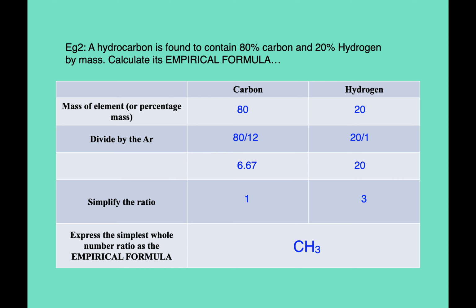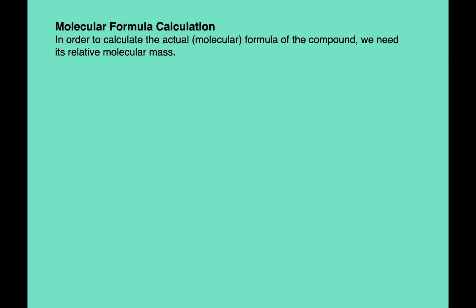The simplest ratio. Now this doesn't exist as a compound. It wouldn't work. But this is the simplest ratio of the elements present. We're going to have to take this empirical formula and make it into a molecular formula, and that's the next stage.